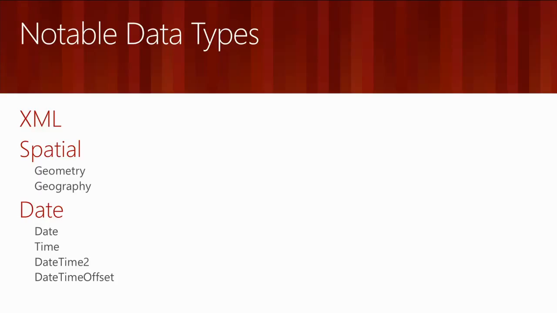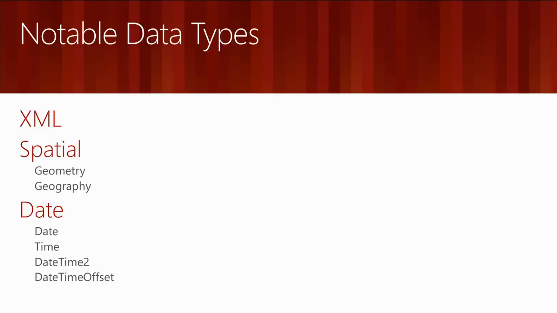Geography is going to take into account the curvature of the Earth and actually be the entire globe. Last but not least is the different date data types that are available. Starting with SQL 2012, we of course got a date and a time data type, which I'm very excited about. You're also going to notice that we've got datetime2 and datetimeoffset.